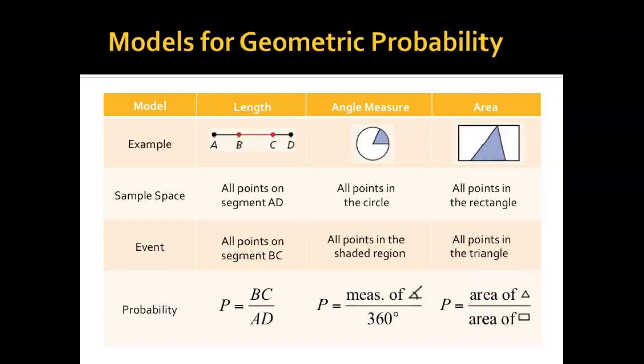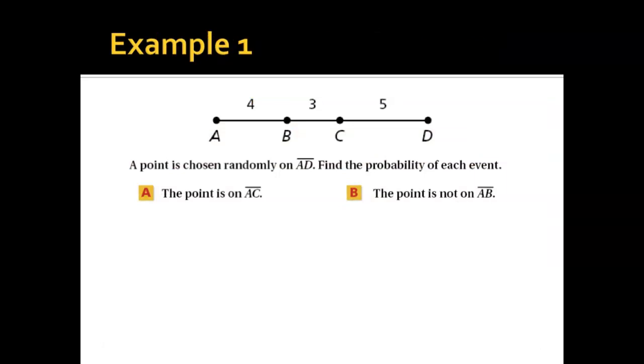Let's take a look at example 1. A point is chosen randomly on segment AD. Find the probability of each event. Now you can see here in the diagram, you are told what the lengths are from A to B, B to C, and C to D. So if you're trying to find the probability that the point that you choose randomly is on AC, you would find the length of AC and the length of AD. So AC would be your favorable outcome. AD would be all possible outcomes. So AC has a length of 7 and AD a length of 12, so this would be equal to 7 over 12.